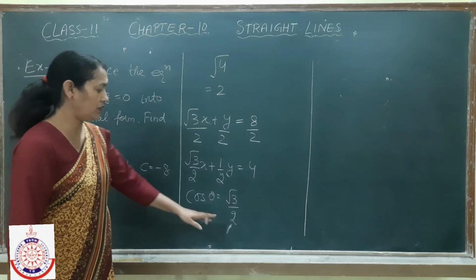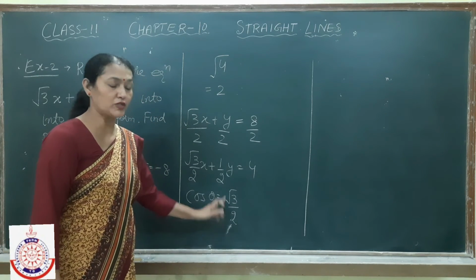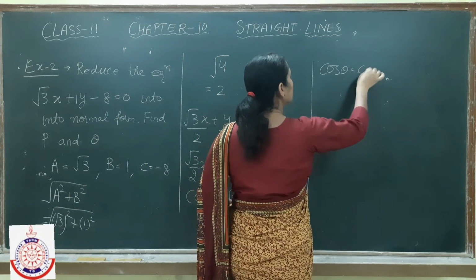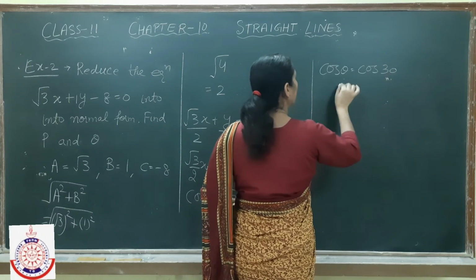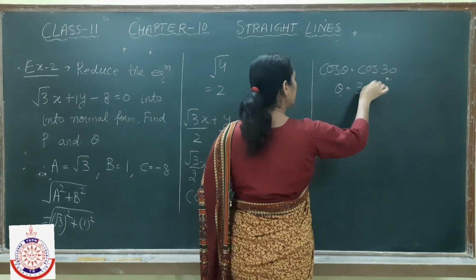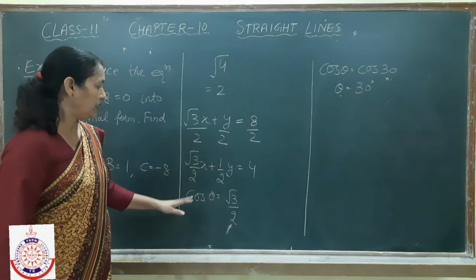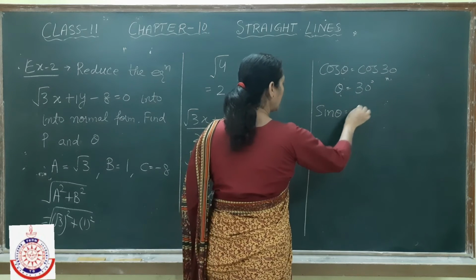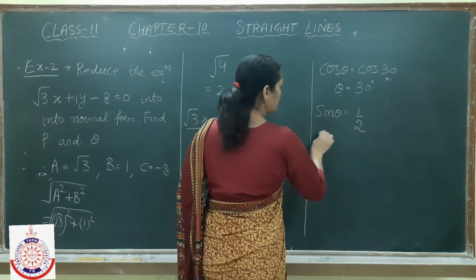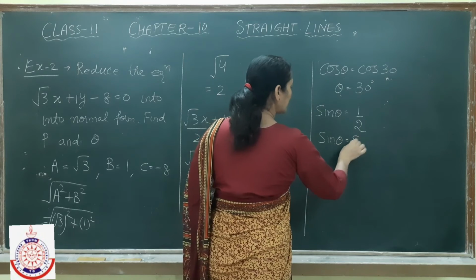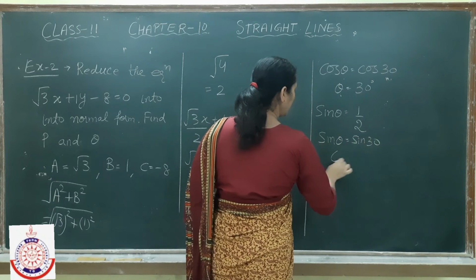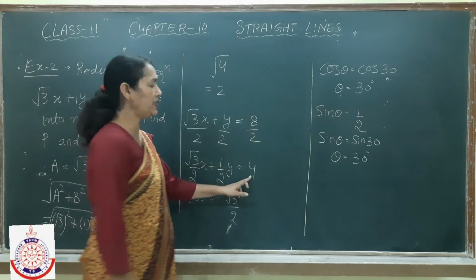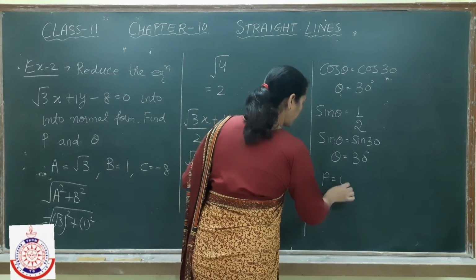That means, what will be the value of theta? In the table of cos, root 3 upon 2 is cos 30 degree. So theta comes out to be 30 degree. In the same way we can check from here also: sin theta comes out to be half, and in the table of sin, half means sin 30. So the value of theta is 30 degree. And this is the value of p, so the perpendicular distance comes out to be 4.